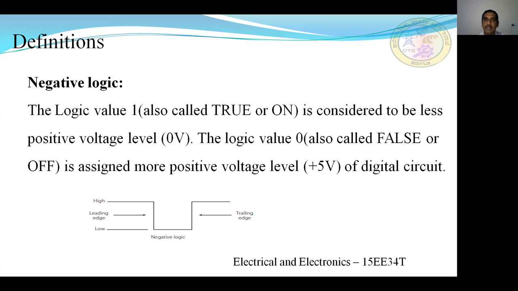So here in negative logic, logic value 1 means 0 volts. Got it? Next, the logic value 0, also called false or off, is assigned to the more positive voltage, or plus 5 volts. So here logic value 0 means high, plus 5 volts we call 0. So it is the exact reverse of positive logic. Whatever positive logic has, we get its reverse in negative logic. So in negative logic, 1 will be considered as 0 volts, and logic value 0 will be considered as plus 5 volts. These are the differences between logic value 1 and logic value 0 in positive and negative logic.